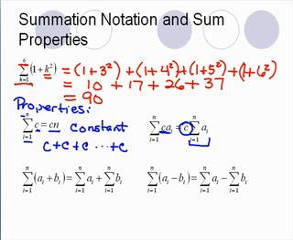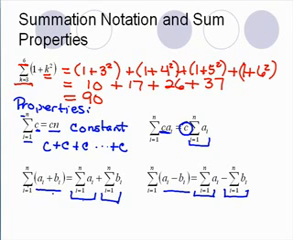Two more properties of summation notation. You can split sums and differences. So if you have the sum of a_i plus b_i, you can split that into two separate pieces, sum a, sum b, and then add them together. Same thing with subtraction. We've got the sum of a's minus the sum of b's.